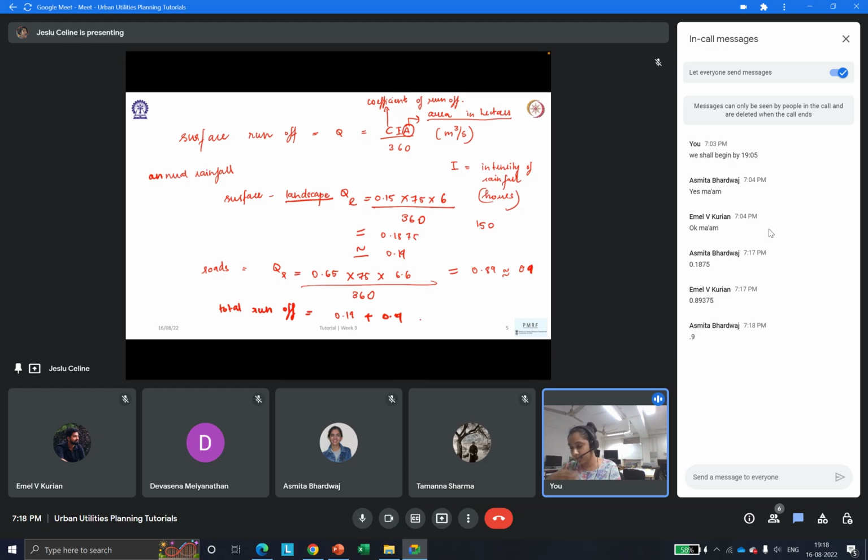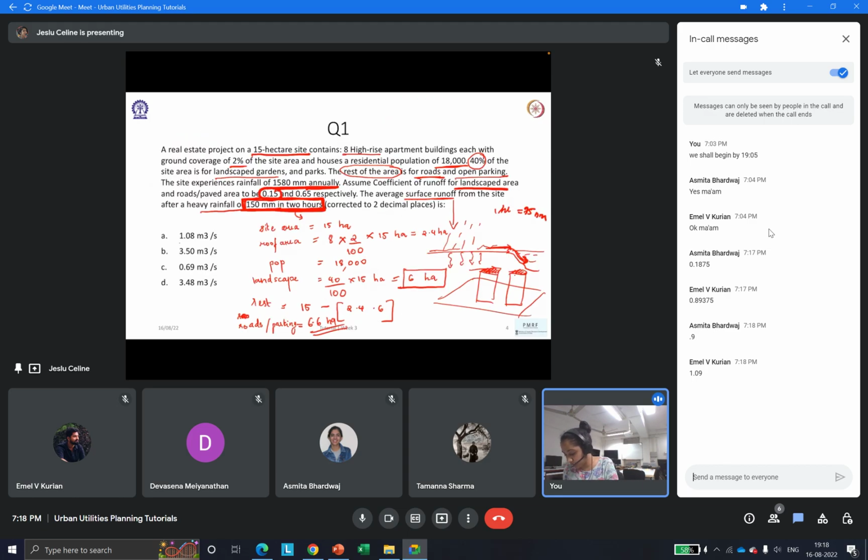So can you give me the answer? Right. So which suits our option? So we have 1.08 and we got 1.09. So this is the best answer that we can get. So option A is our answer for this question.